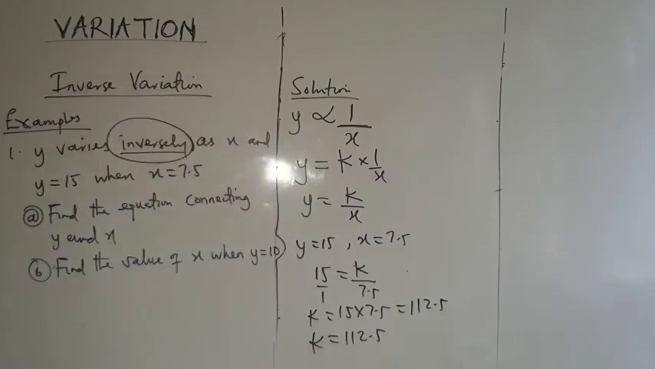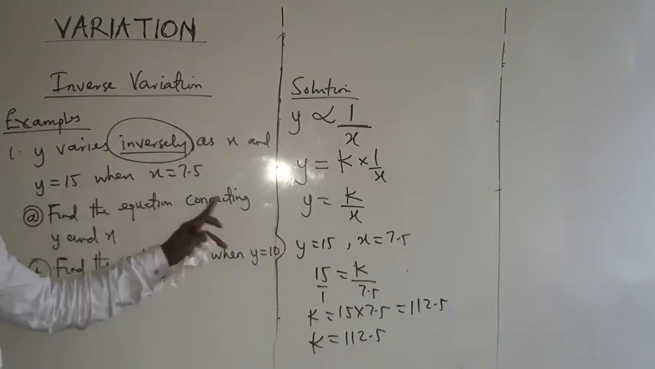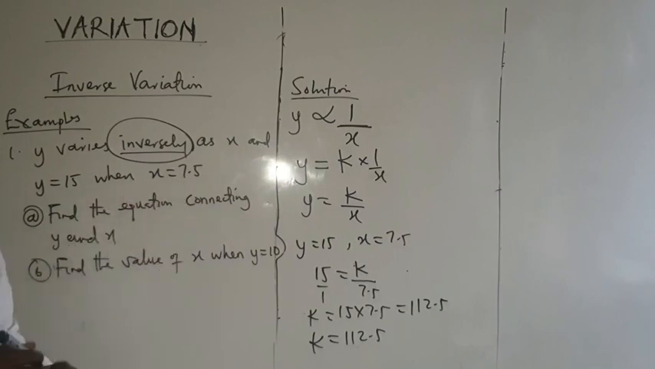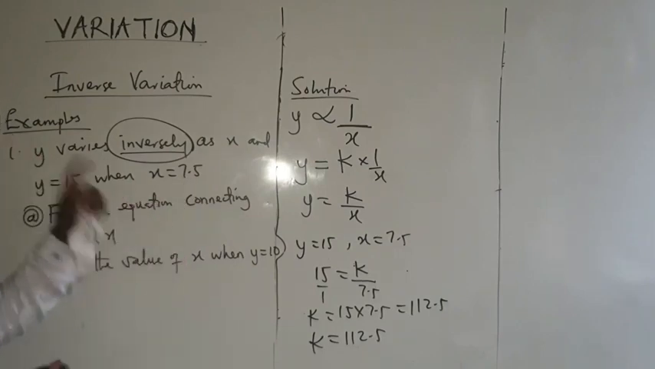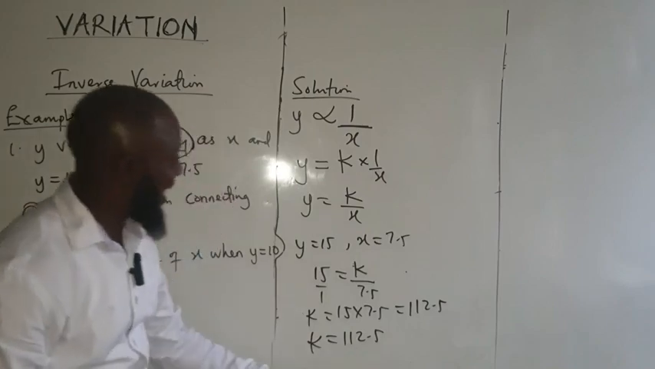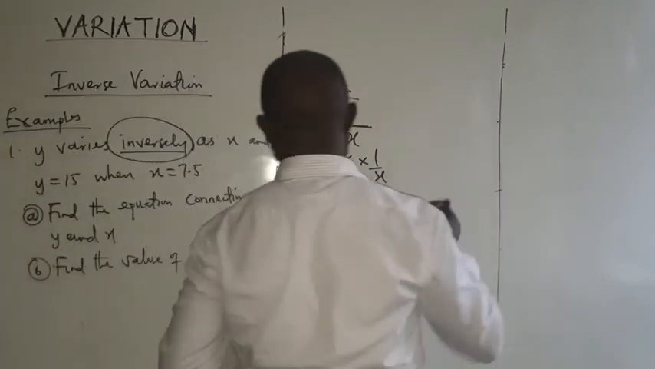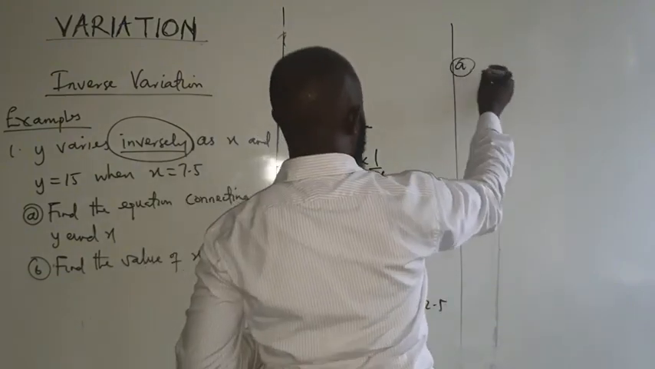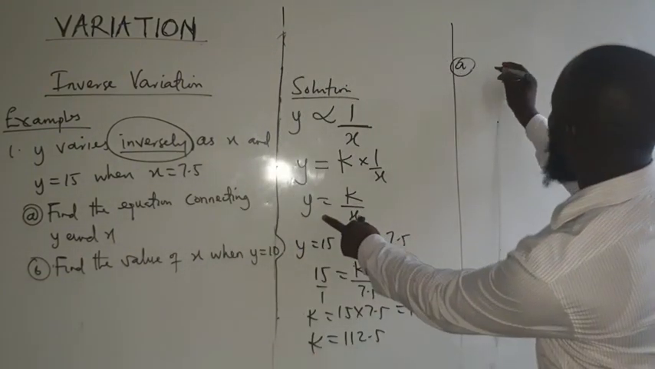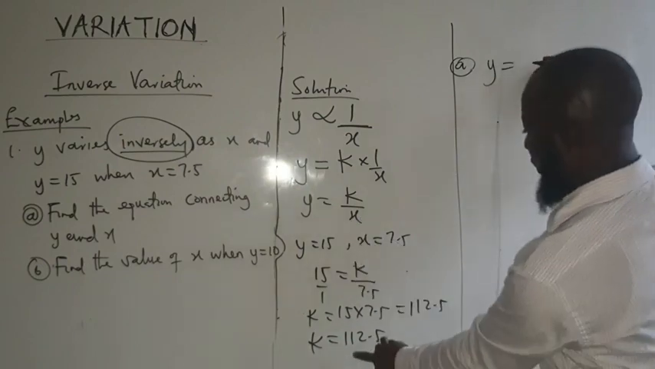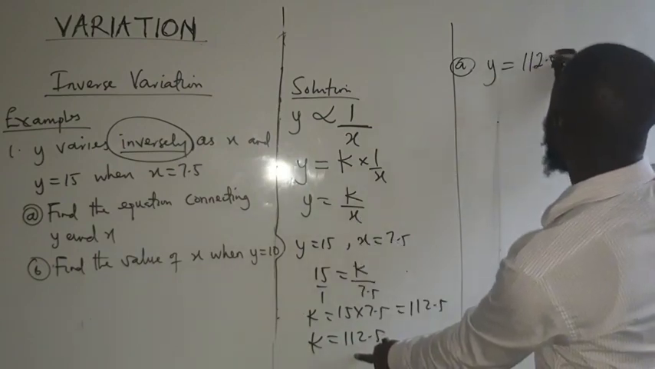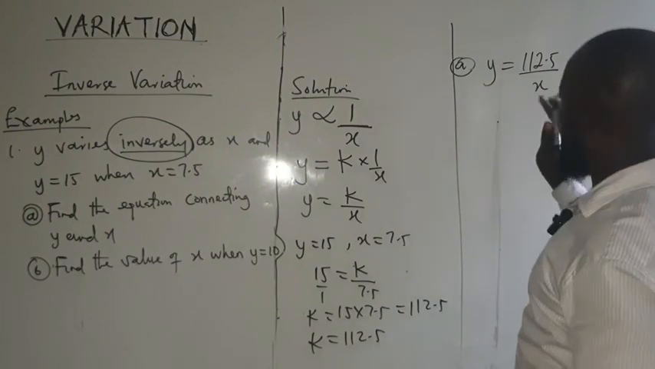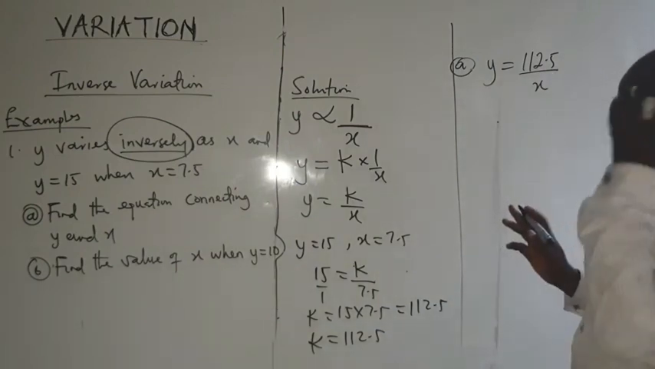So that is not what we're looking for. The question asks us to find the equation connecting y and x. I said equation connecting y and x. So that is looking for a relationship. We just put the value of our constant into this equation. So a will then be y equals to 112.5 divided by x. That's all. So we have found the value of a.